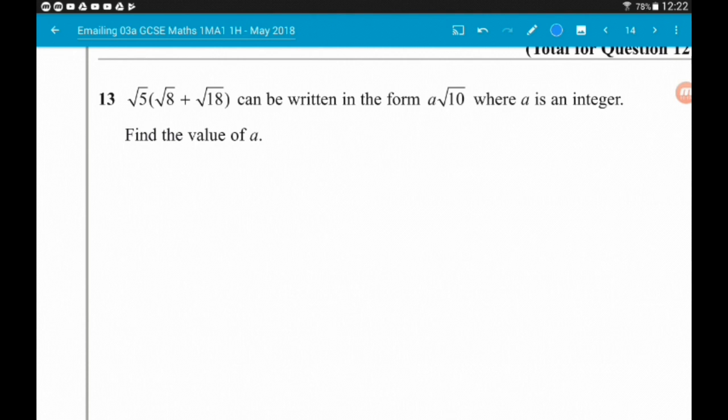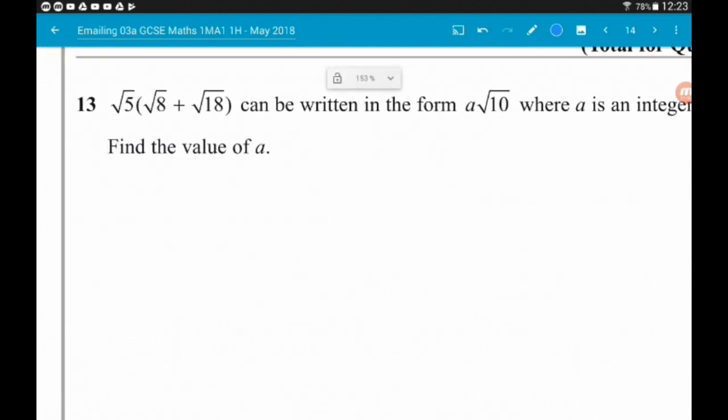So, here we are told that root 5 times root 8 plus root 18 can be written in the form a root 10, where a is an integer. Our job is to find the value of a. So before we think about expanding the brackets, we are going to simplify what is inside the brackets.